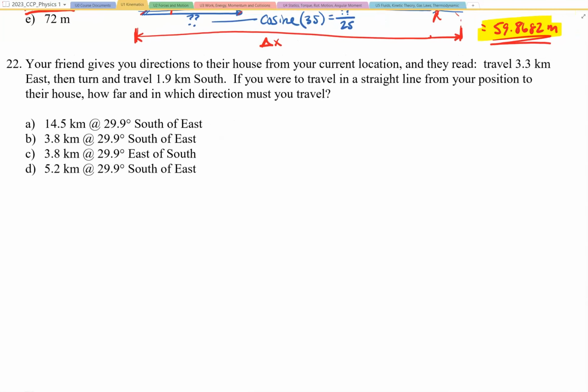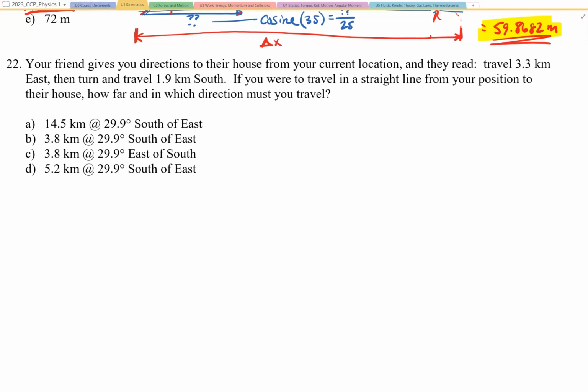So it looks like number 22 is a vector summation problem. We've got a friend that's giving you directions to their house from your current location, and they say to travel this distance in this direction, then travel this distance in that direction, and we're trying to find out if we went in a straight line from beginning to end, how far and in what direction. So what's the magnitude and direction of the resultant vector?